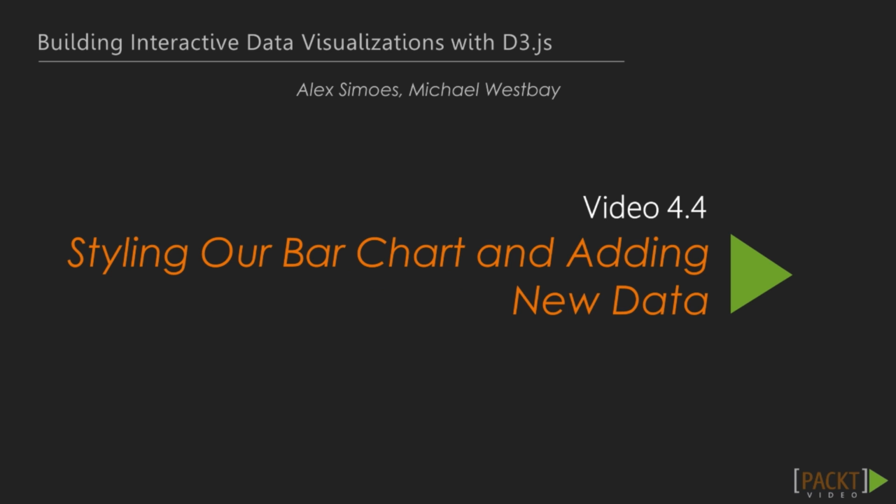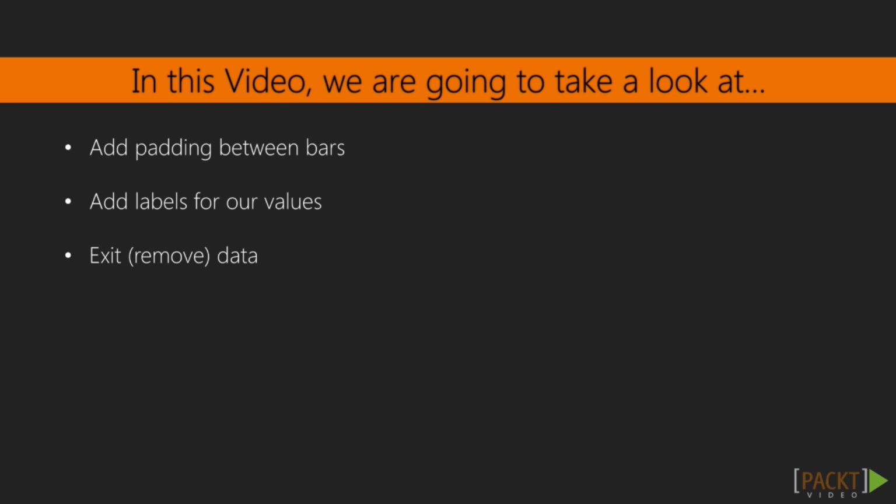Okay, we're back and ready to complete our bar chart. By the end of this video, we'll have a complete bar graph that can accept variable length data with labels. For today's game plan, we'll start by adding padding between our bars, a subtle aesthetic change that will make a huge difference. Next, we'll add labels to show the actual value of the bar we're seeing. And finally, we'll add an exit function to remove bars when the data fed to our update function decreases in size.